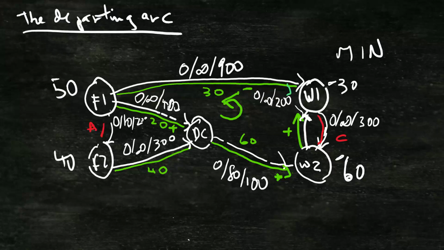bound. So if we increase W2, W1 by 30, then F1, W1 would go to 0. So this W2, W1 cannot be greater than 30. In fact, here, F1 DC doesn't have any limits, so far 30 is the limiting factor. But DC to W2 is currently at 60, so we cannot increase its flow by more than 80. So therefore, we can only add another 20.